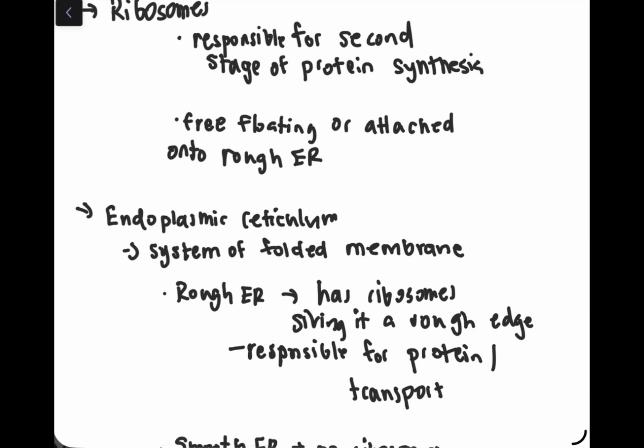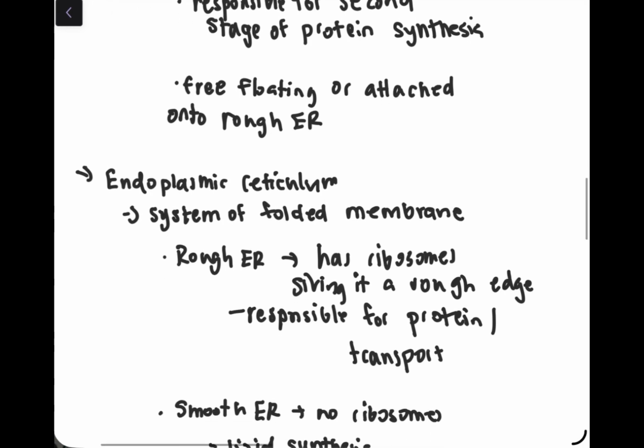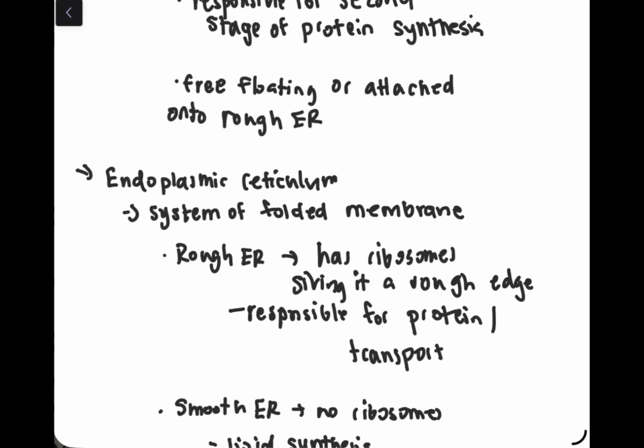So we have something called the endoplasmic reticulum, and these are just a system of folded membranes. The specific role of the ER depends on what type it is. We have two types of endoplasmic reticulum: the rough ER and the smooth ER. ER is just endoplasmic reticulum. The rough ER essentially is a type of ER that has ribosomes attached onto it, and this gives it a rough edge.